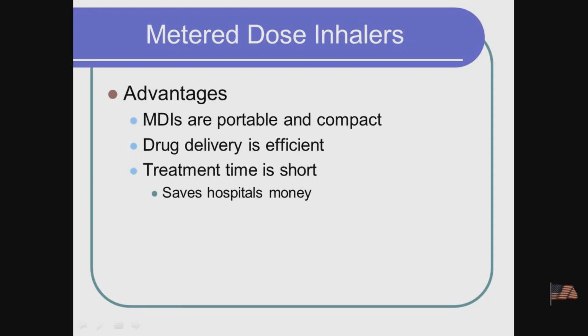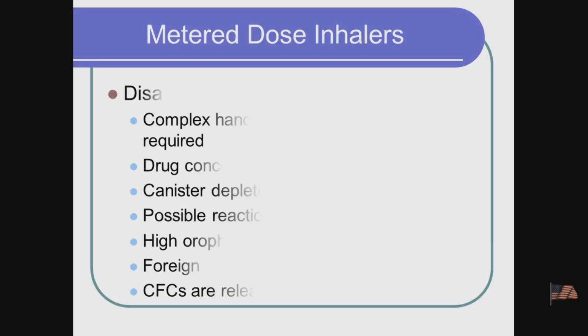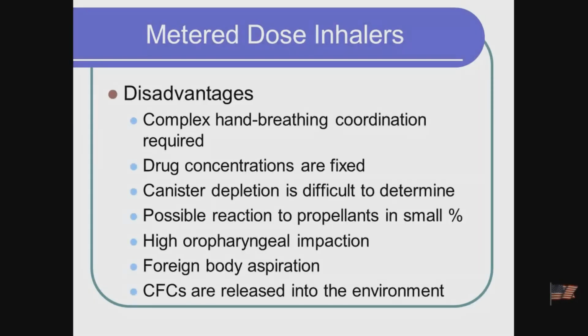We know the advantages of an MDI. It's portable, it's compact, easy to deliver the drug. Treatment time in the hospital is pretty easy. You're in, you're out, a couple of minutes. Whole lot easier. Some of the disadvantages, and the biggest disadvantage, is hand-breathing coordination. Can you walk and chew gum? You'll probably do okay. Talking about a patient who perhaps has some learning disability, somebody who's aged, somebody who has, like I said, arthritis, whole different story.